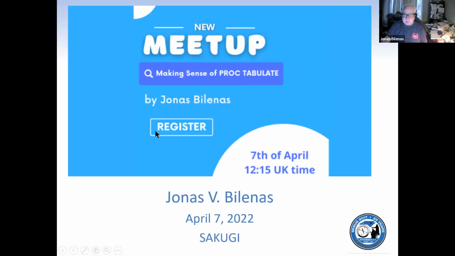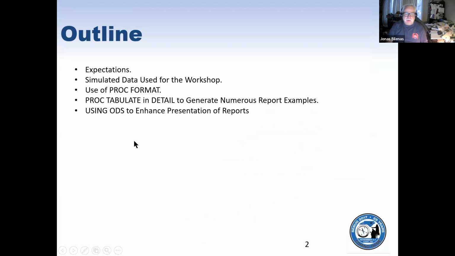So I copied this into the presentation. It looked pretty good. I got a blue color. So basically what we're going to talk about is how you can use PROC format and tabulate together and generate numerous report examples. And we're also going to cover ODS to enhance presentation of reports.